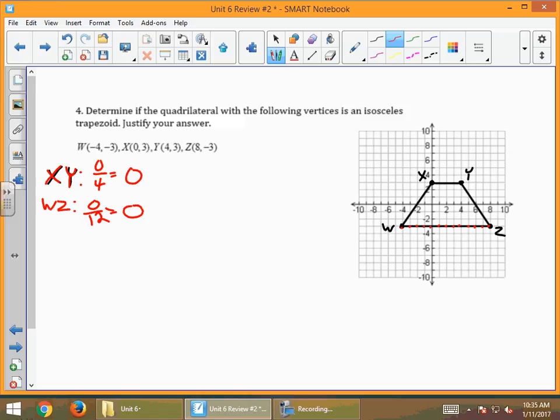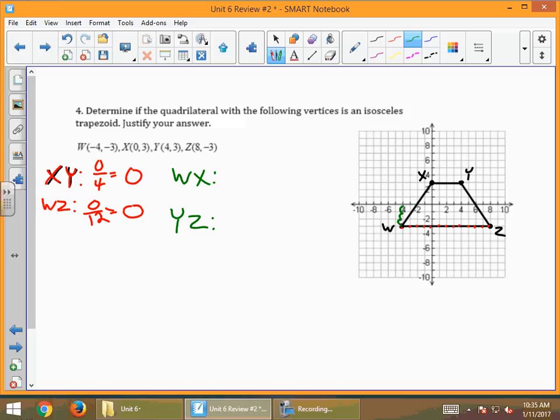So we have to determine if those other lines are not parallel. It may appear that they are, but we have to double check that. So let's go ahead and find out what WX is. And while we're finding WX, we're also going to find YZ. Why? Because I said so. All right, WX. Well, let's find the slope of this guy. So start at my W. Where do I have to go to get to X? Up or down? I have to go up.